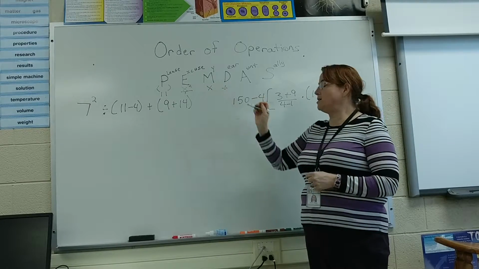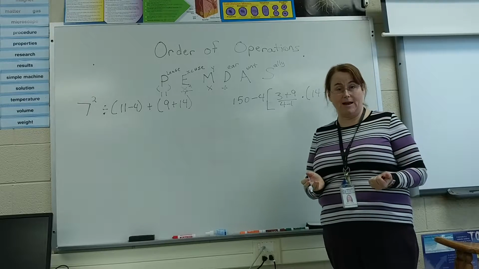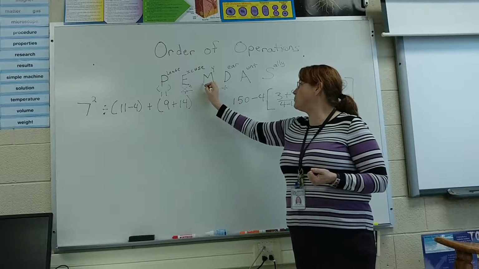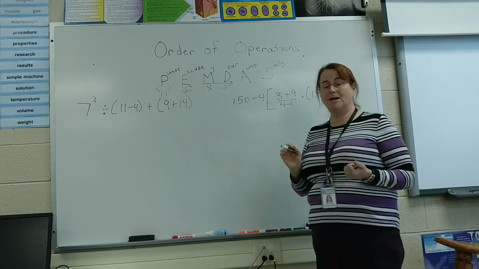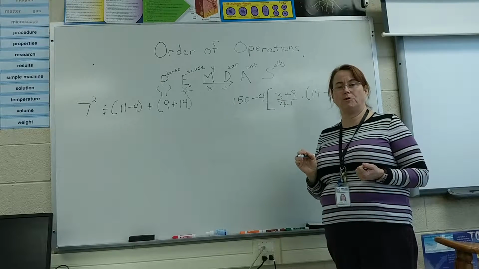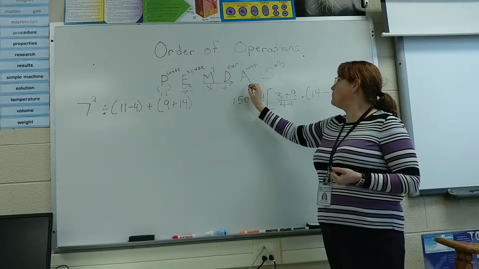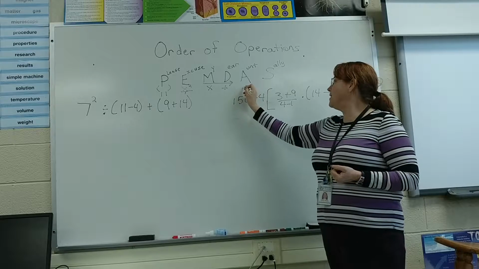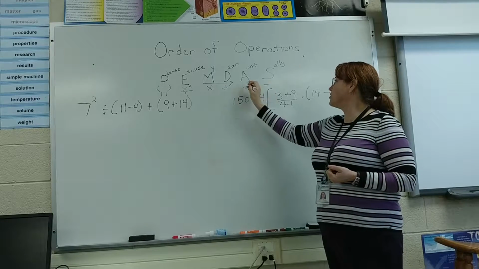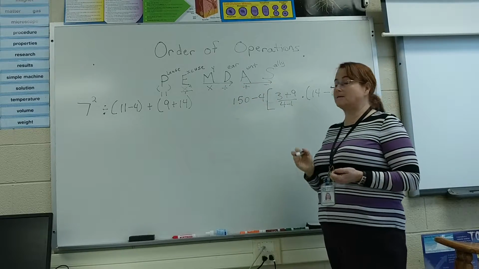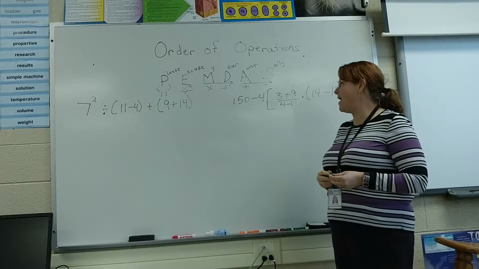And since multiplication and division are in the same fact family, you do them from left to right. So sometimes you will divide before you multiply. And same thing with A for addition and S for subtraction. You're going to go from left to right because sometimes you will subtract before you add.